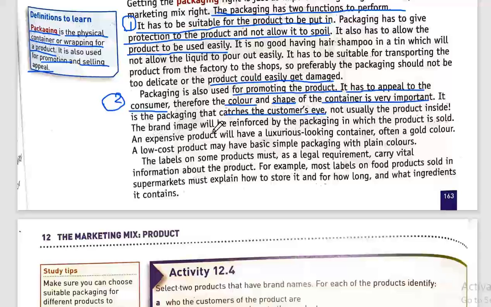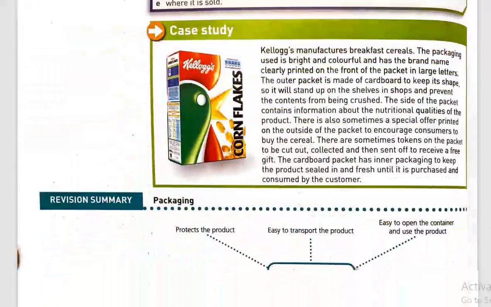The brand image will be reinforced by the packaging in which the product is sold. So I must make sure that the packaging is good because it's going to affect the brand image. Definitely if it's an expensive product, the packaging should be really nice. A low-cost product may have a basic and simple packaging with plain colors. So the label and the container, what the product is put in, the package has two functions, and it also has this importance that's going to affect the brand image as well.